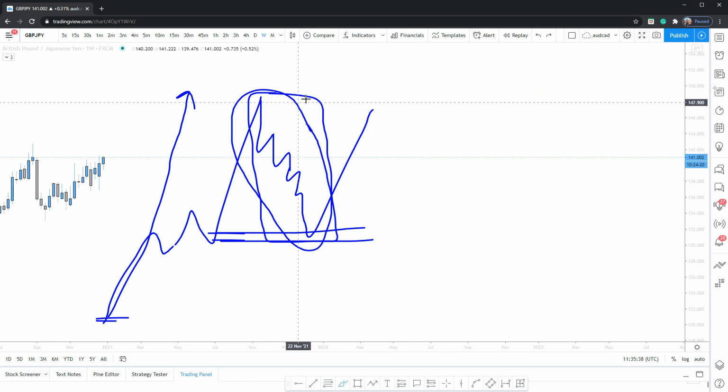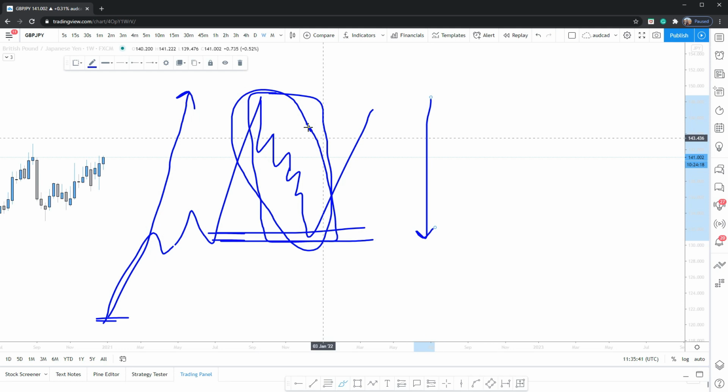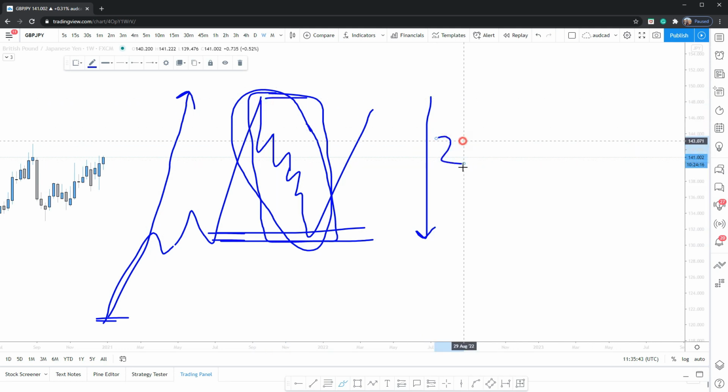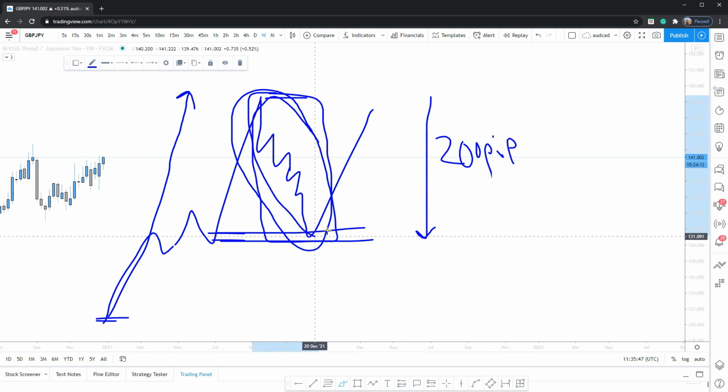But if this drop from here to here, if that is 200 pips, for example, are we just going to sit and do nothing about that? No, because the fact is you can trade counter trend if the entry criteria is there, and the entry criteria is exactly the same as you'll find in the free strategy.